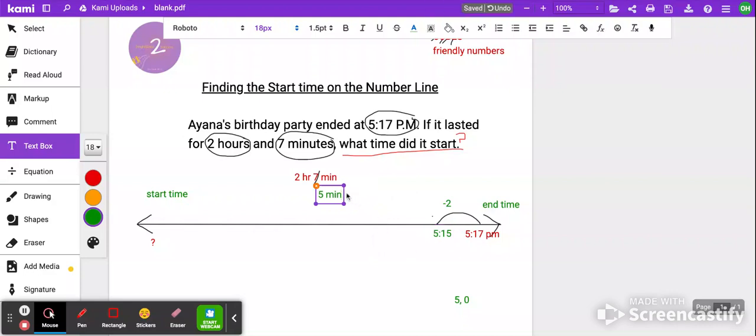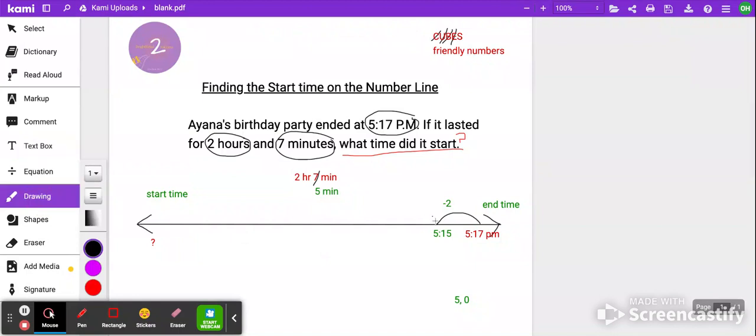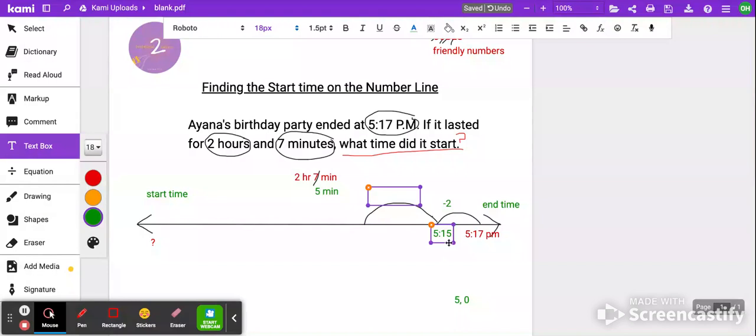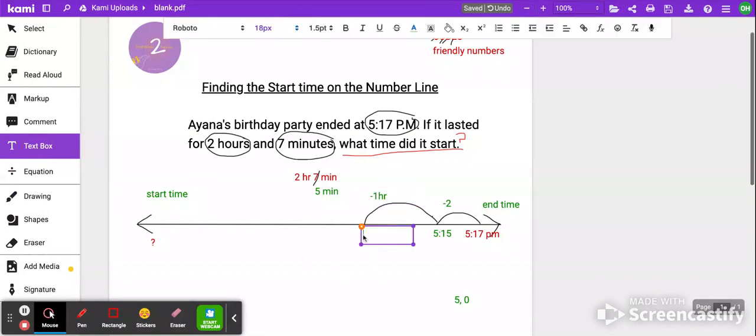So now that I have 5:15, I can go ahead and subtract my hours because I've got to subtract 2 hours. So here we go. I'm going to first subtract 1 hour. And if I jump like this or decrease the time, since I'm here at 5:15, the hour is 5, and if I subtract 1 hour, that will put me at 4:15. So I'm going to go ahead right here and put in the time 4:15.